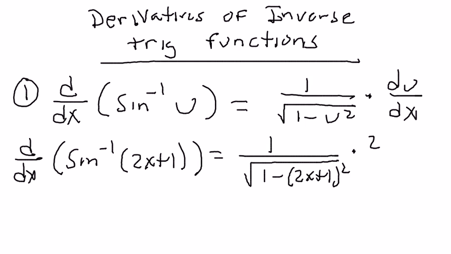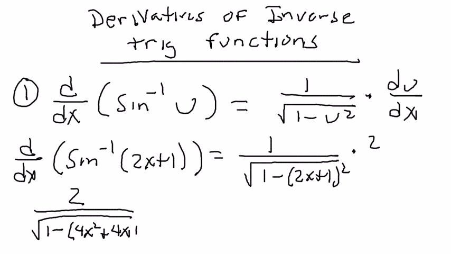So let's complete this. It's 2 over the square root of, remember when you square the binomial, it's 1 minus the whole thing. When I square this, I square the 2x, so I get 4x squared. The middle term is twice their product. 2x times 1 is 2x, twice their product is 4x, so it's plus 4x. And then the last term is the second term squared. And then probably distribute that negative, combine like terms, and I'd ultimately end up with 2 over the square root of negative 4x squared minus 4x.